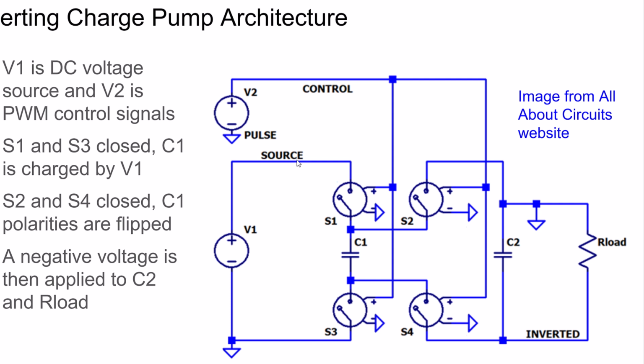And by switching the switches back and forth, we can quickly get a voltage to maintain and current flowing through the load to create that negative voltage, right? I hope that makes sense. So that's the basic architecture of a charge pump, or an inverting charge pump architecture. Let's take a look at the DC to DC inverter architecture.